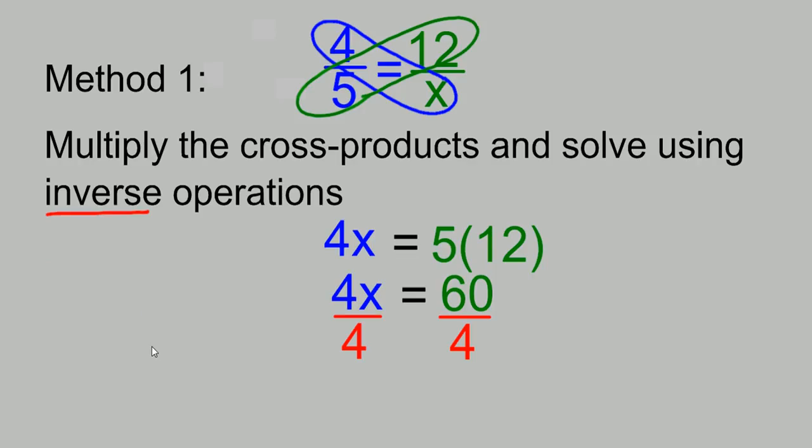Now all I have to do is simplify this. I can cross cancel the 4's, and that leaves me with just 1x. And x is equal to 60 divided by 4, which is 15. This method is a great method to use anytime you have decimals or fractions or some numbers that don't work very well together. Let's look at some other example methods.